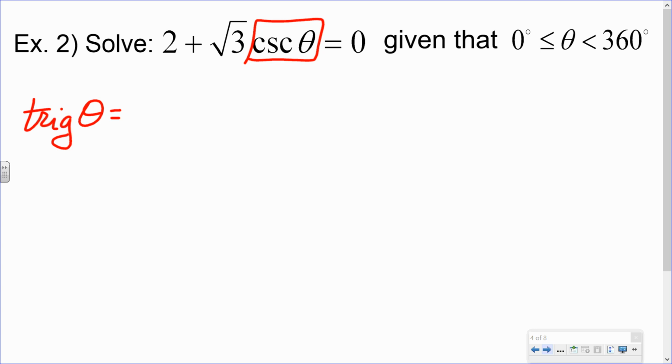So, Abby, what do you think we ought to do first to start isolating that? I want to get rid of that 2, and I want to get rid of that square root of 3, so that I just have cosecant theta equals. How do I do that?